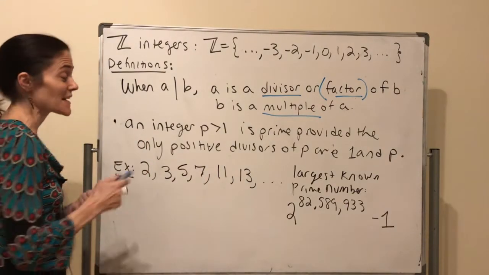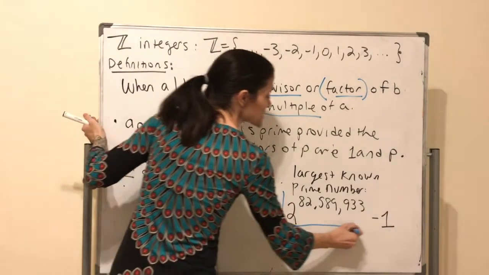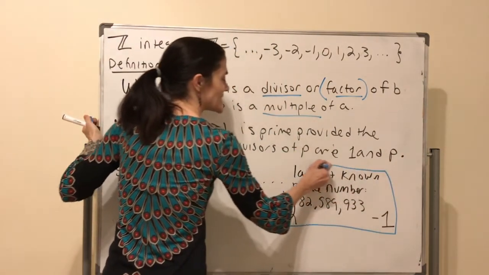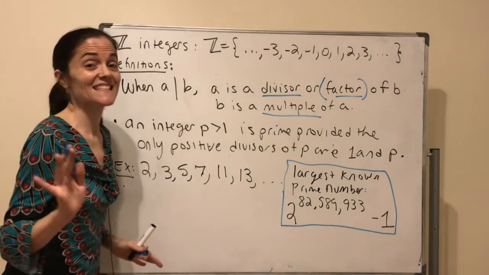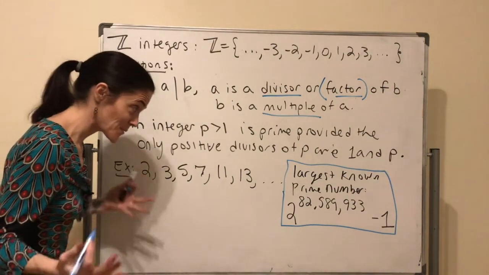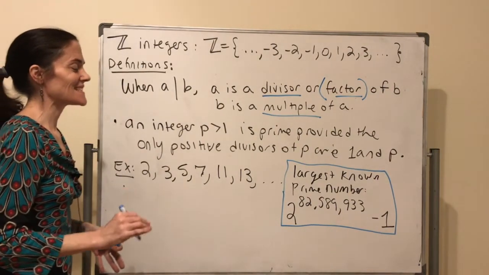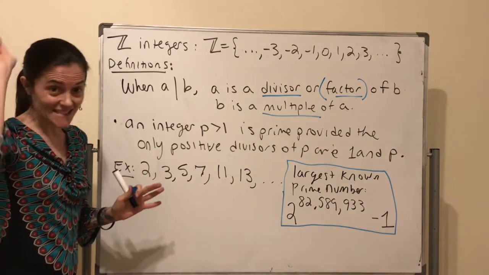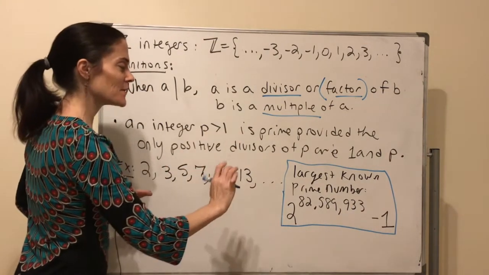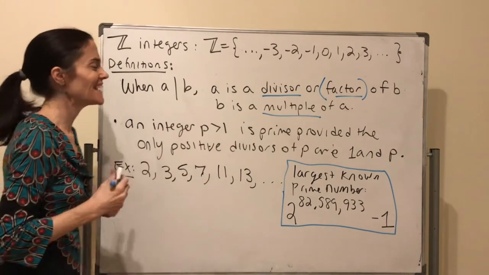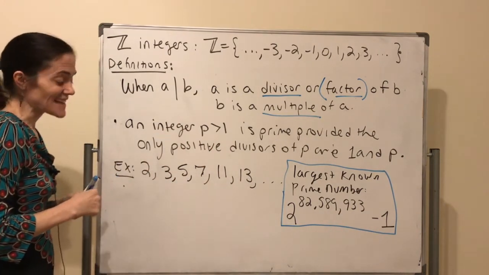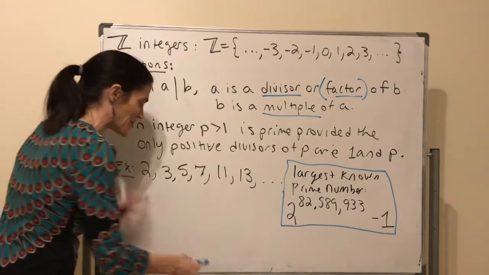As an interesting piece of information, this is, at least to my knowledge, still current, the largest known prime number. This is enormous. It's 2 raised to this power here, which the power alone has 8 digits, and then minus 1. Yeah, okay, that's pretty fascinating in my opinion.